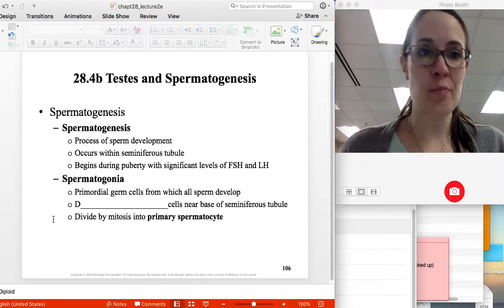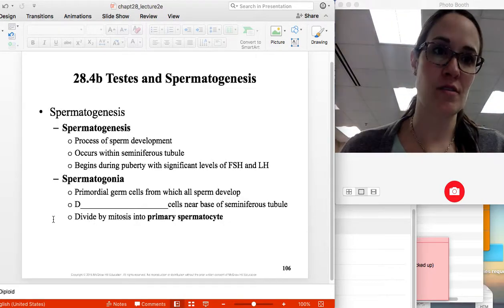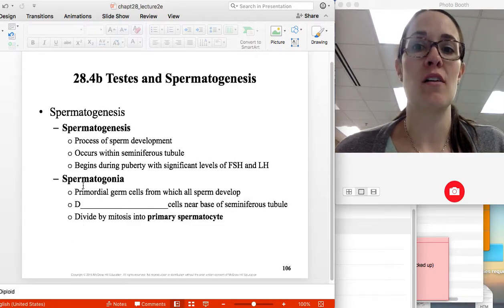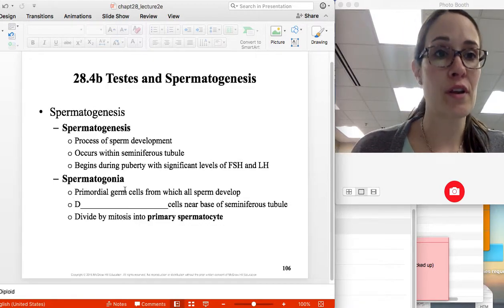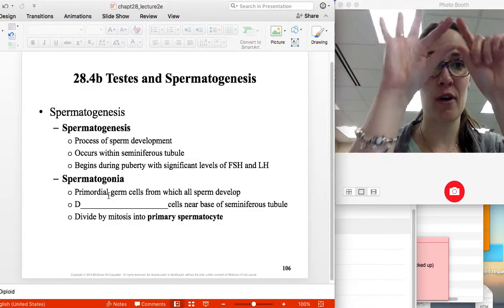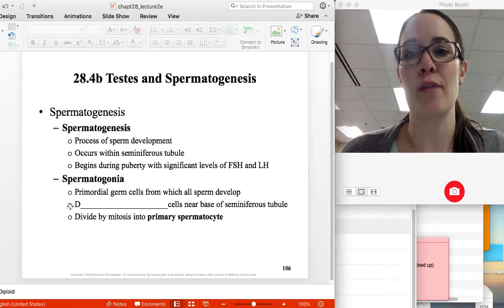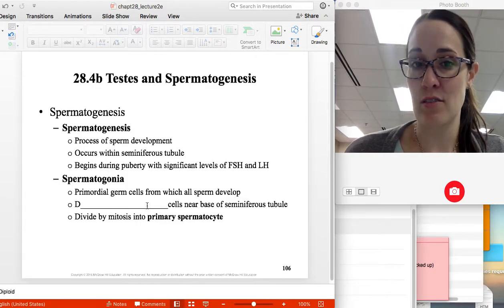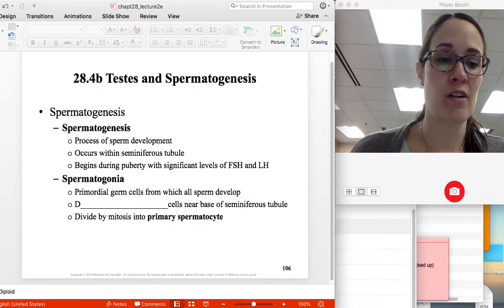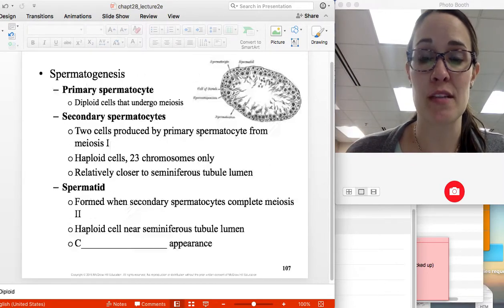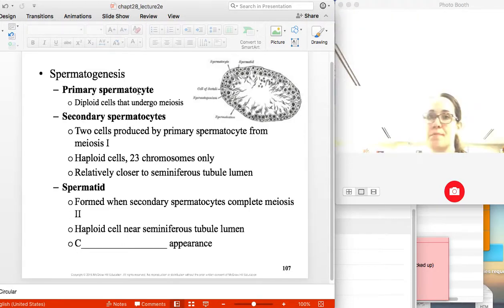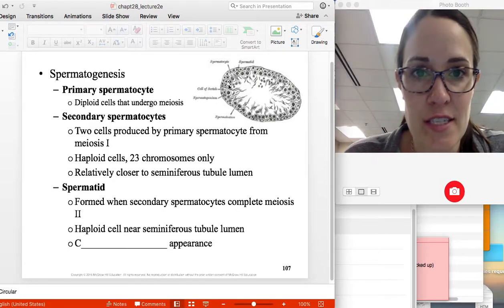Okay, so to produce a sperm, there's a pathway of cells, and we'll talk about the names of those. The most undeveloped sperm cell is called a spermatogonia. These are primordial germ cells from which all sperm cells develop. They're on the outside of that tubule. They are diploid, write down diploid. So these are 46 chromosomes, and they're at the base, or the outside, like I showed you. They divide by mitosis, first of all, to produce the first pre-sperm cell. That first pre-sperm cell is called a primary spermatocyte, and it starts the actual meiosis.